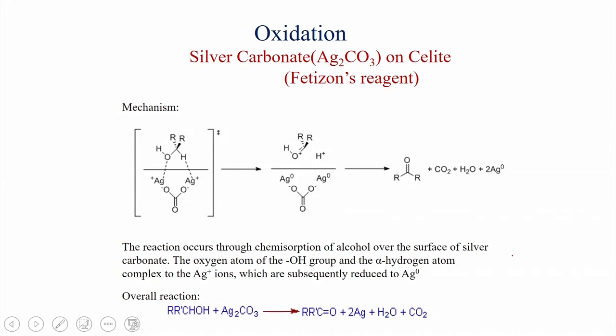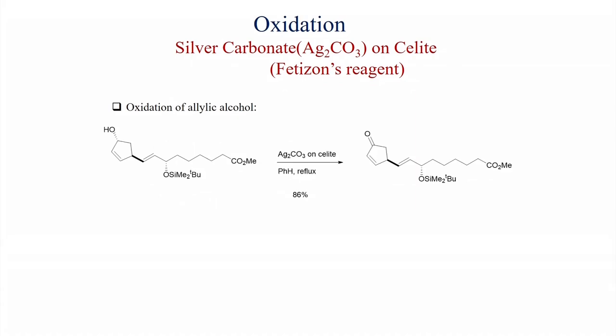So, what is the overall reaction? The overall reaction is the alcohol plus Ag2CO3, you get carbonyl compound, 2 Ag, water and one molecule of carbon dioxide. So, Ag plus one goes to silver, Ag 0. That's why it is getting reduced and the alcohol is getting oxidized. It is useful for the oxidation of allylic alcohol like MnO2. Here a TBS group is there and an ester group is present, and selectively with silver carbonate on Celite in benzene reflux conditions, the allylic alcohol is getting oxidized and these groups are untouched, the TBS group as well as the ester group.